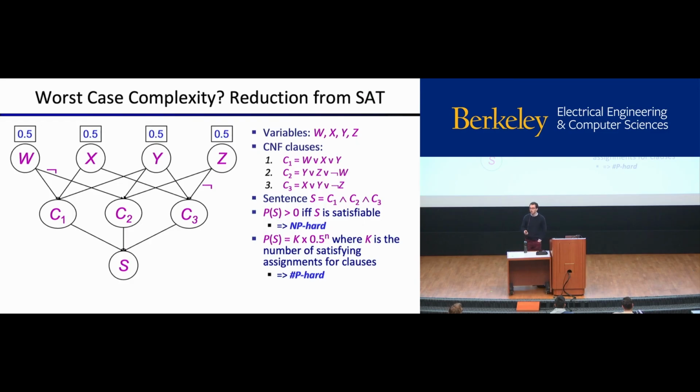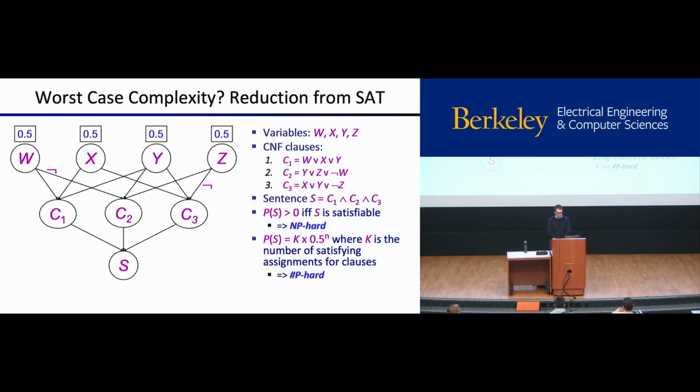So we have to ask our network, what's the probability of S being satisfied? And then we just divide by 0.5 to the n, which we can do in polynomial time, and then we get k. We get k really efficiently if this thing is easy, but it turns out it's not easy because it's as hard as SAT. So it's not only NP hard, it turns out that it's count P hard or sharp P hard.